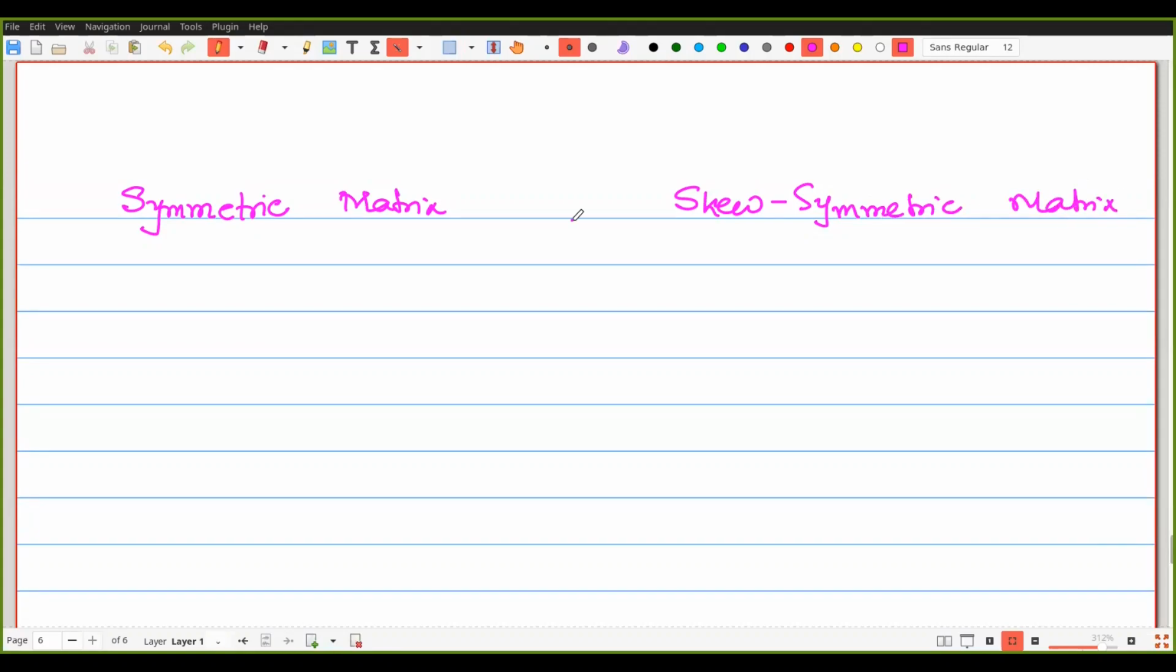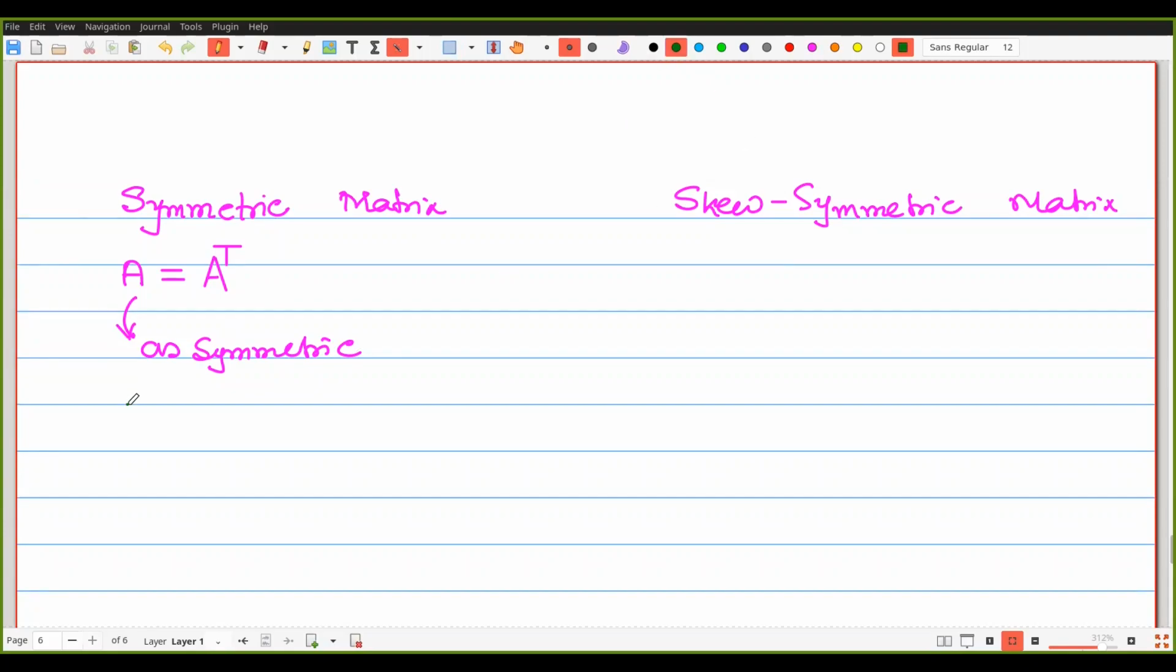When we have a matrix, suppose A, and that is also equal to its transpose. We have a matrix A and its transpose is also equal to A. Then we must say that matrix A is the symmetric matrix. Symmetric means symmetry is occurring. That's why it is called the symmetric matrix.